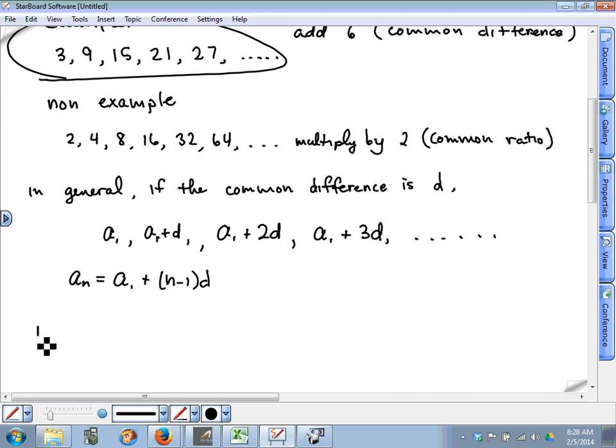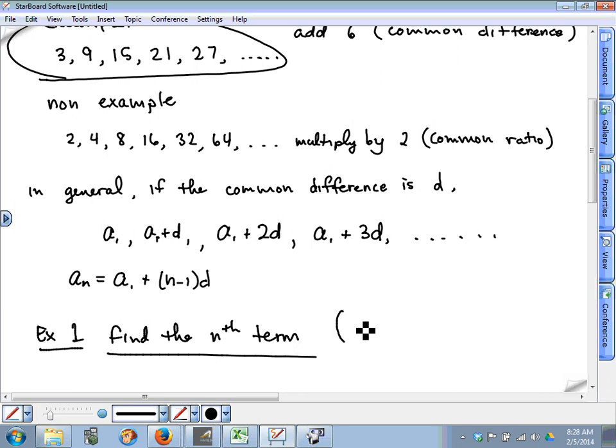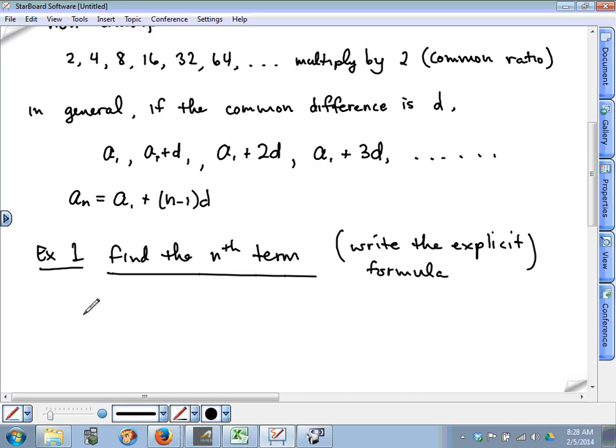So the first thing you're going to have to do as examples is find the nth term. Okay, what that really means is write the explicit formula. When you see that phrase, find the nth term, write the explicit formula of this sequence. I guess first you have to identify it as arithmetic. If it's not arithmetic, then that formula won't even work. So you really should get into the habit of considering what type of sequence you have.